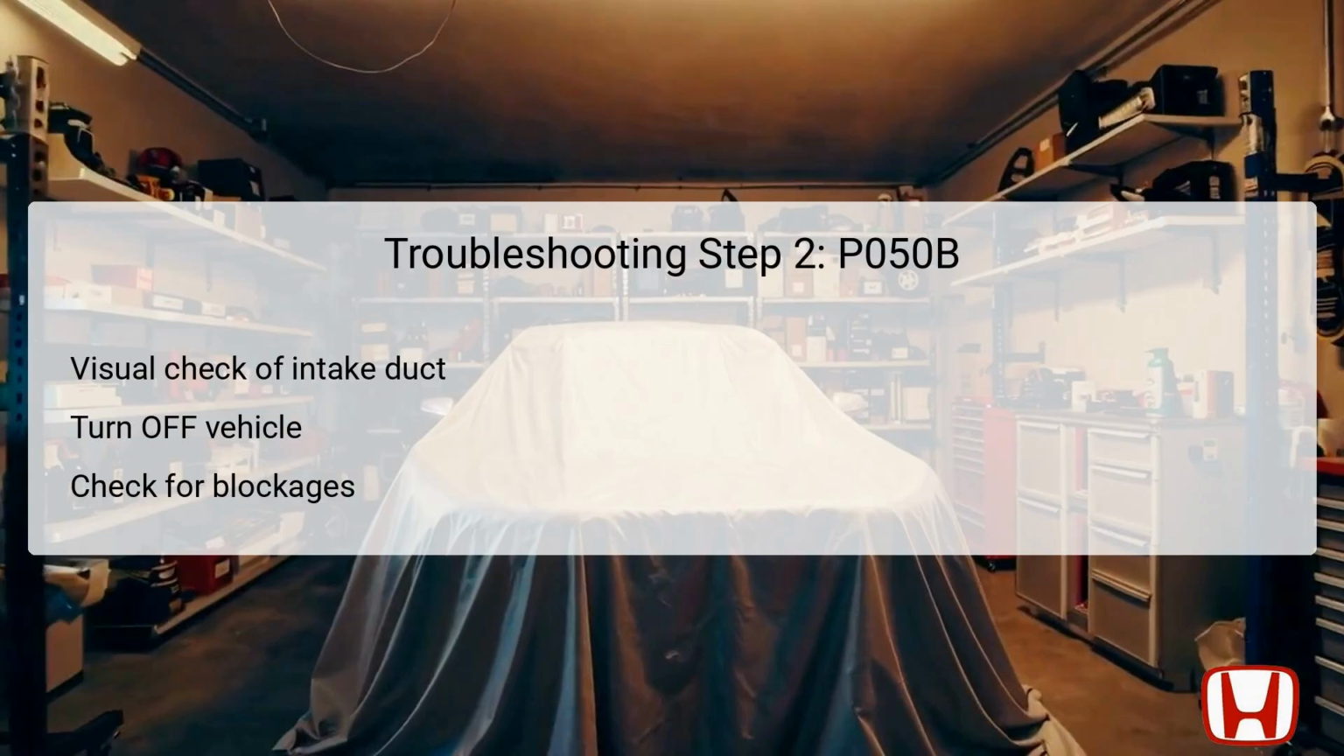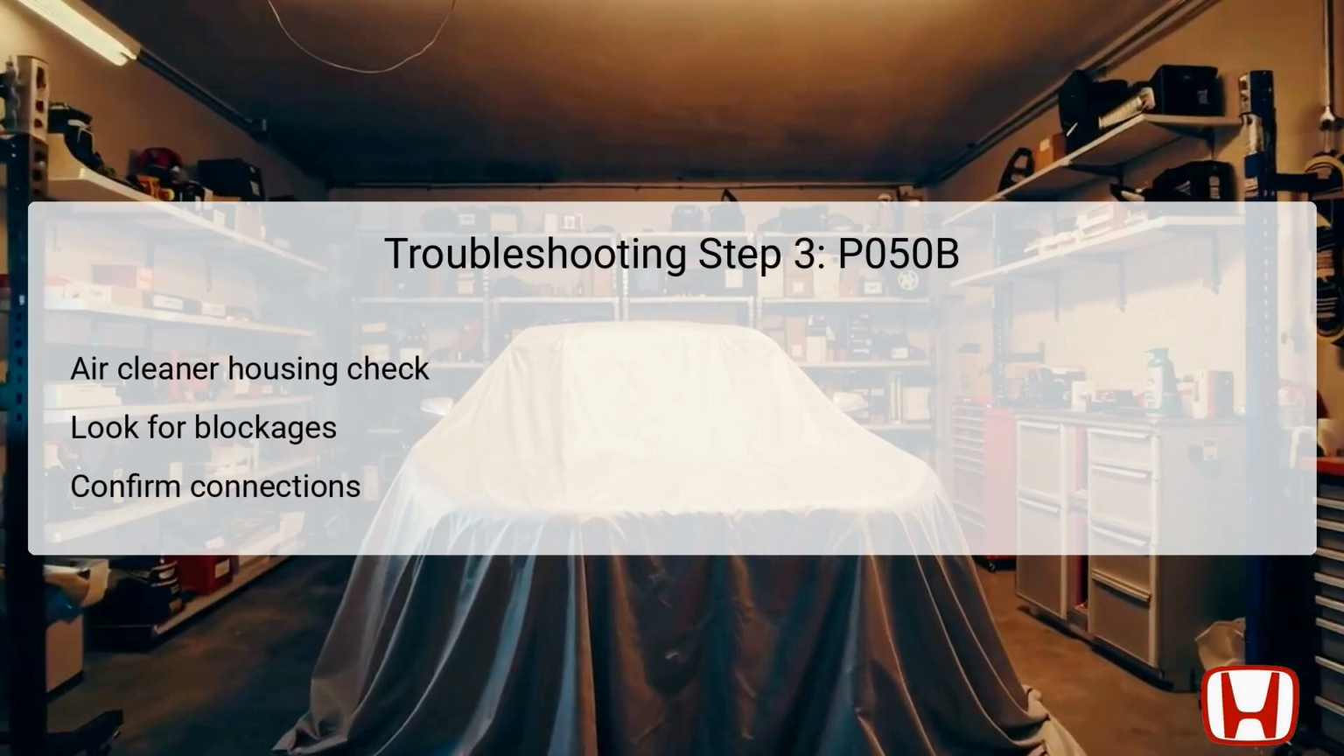The third step involves a visual check of the air cleaner housing, which is essential for maintaining clean airflow to the engine. The air cleaner housing encases the air filter and is typically located near the air intake. Confirm that there are no poor connections or blockages present. Inspect the housing carefully for any signs of wear, damage, or debris that may obstruct airflow.